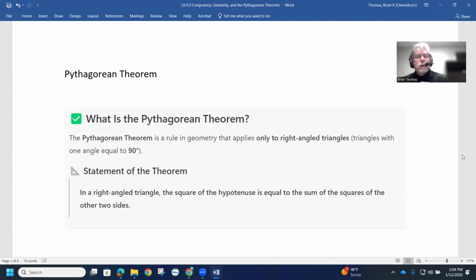Okay, so next thing we get into is the Pythagorean theorem. So we'll pause here.